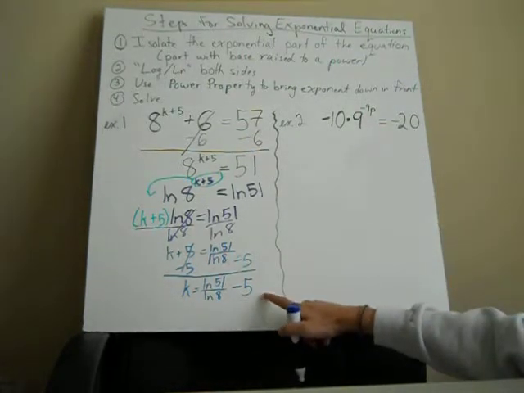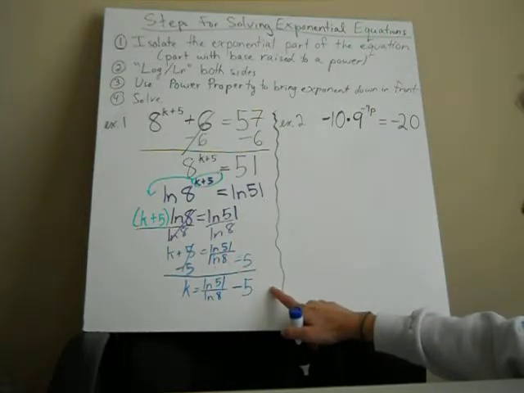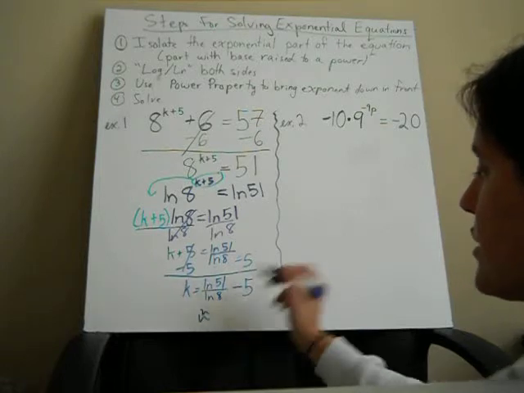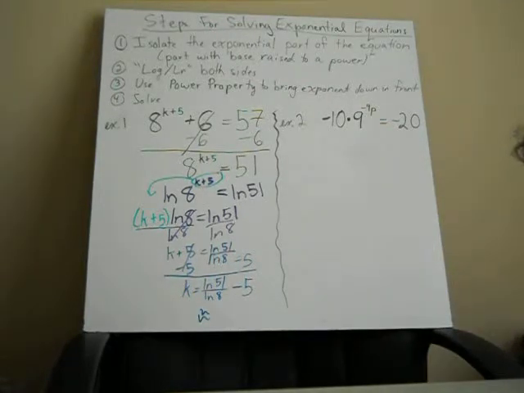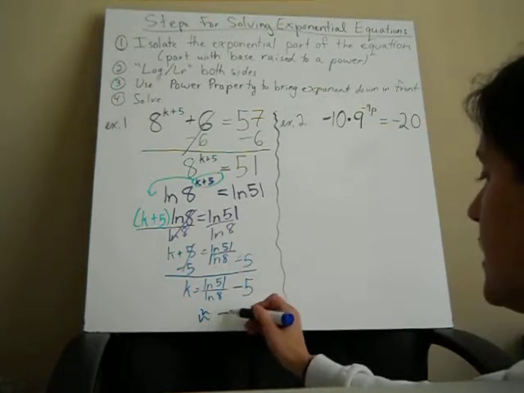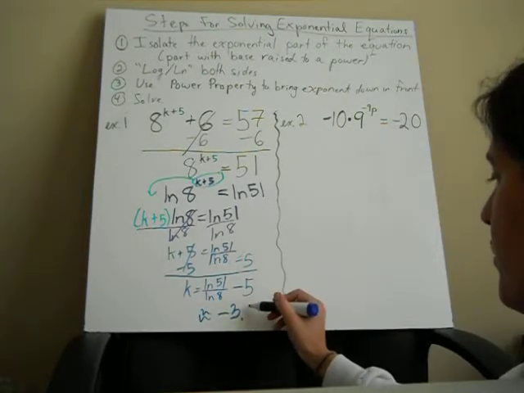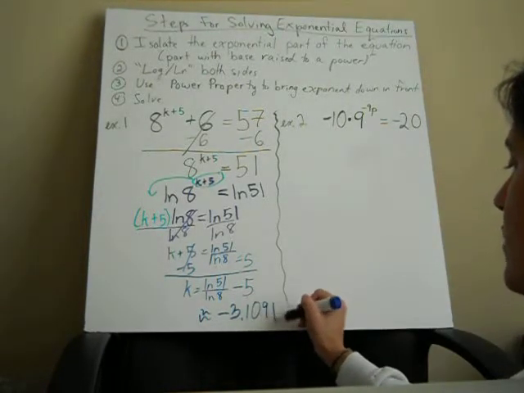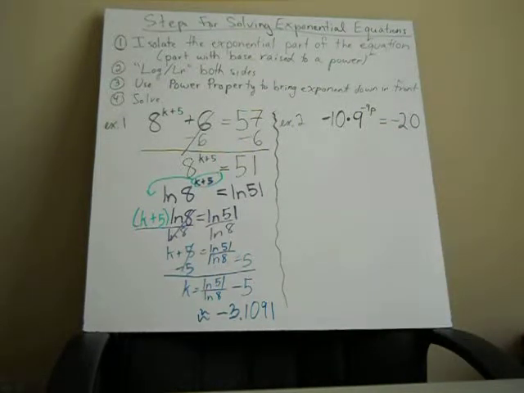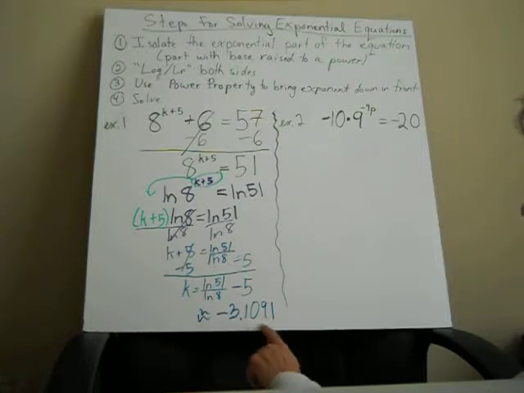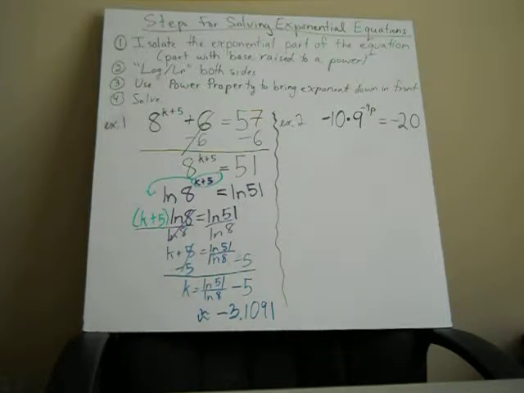And this by itself is how you might see an answer in a multiple choice test. You also might need to approximate it. So if you practice putting that in your calculator, you should get a value of approximately negative 3.1091. And for whatever reason, a lot of what I've seen with these is to approximate it to 4 decimal places. So it's a good idea to do all 4.